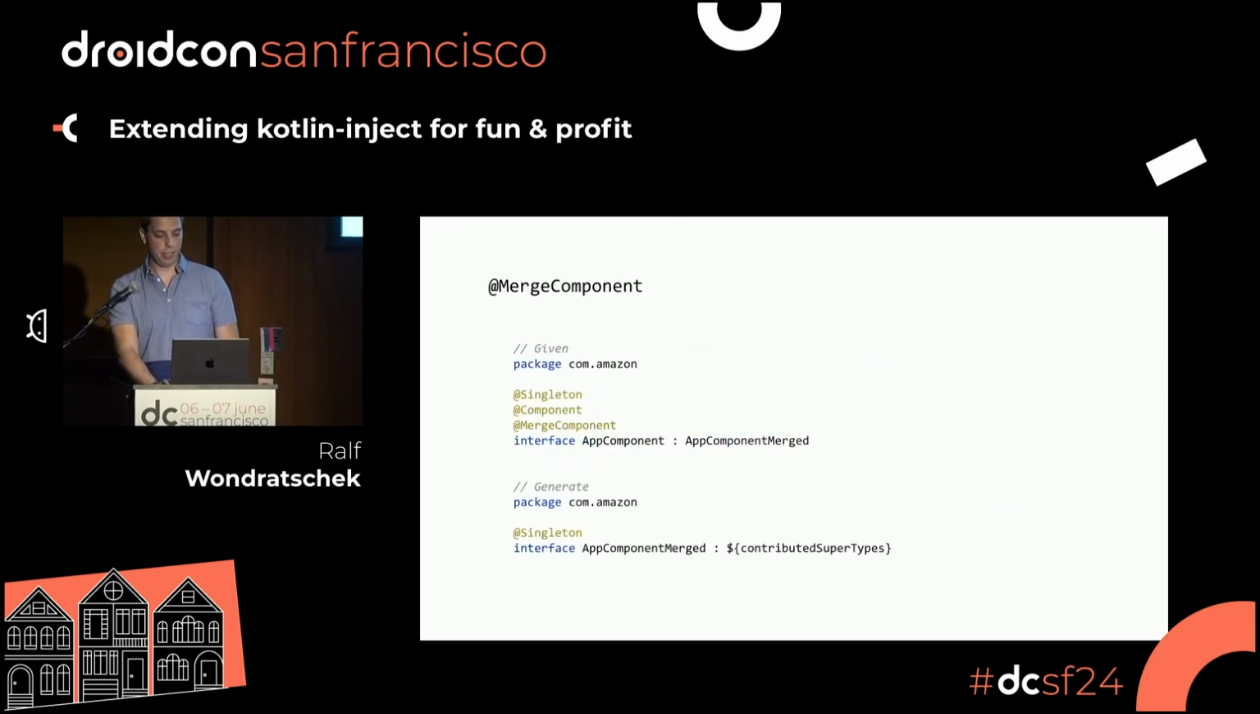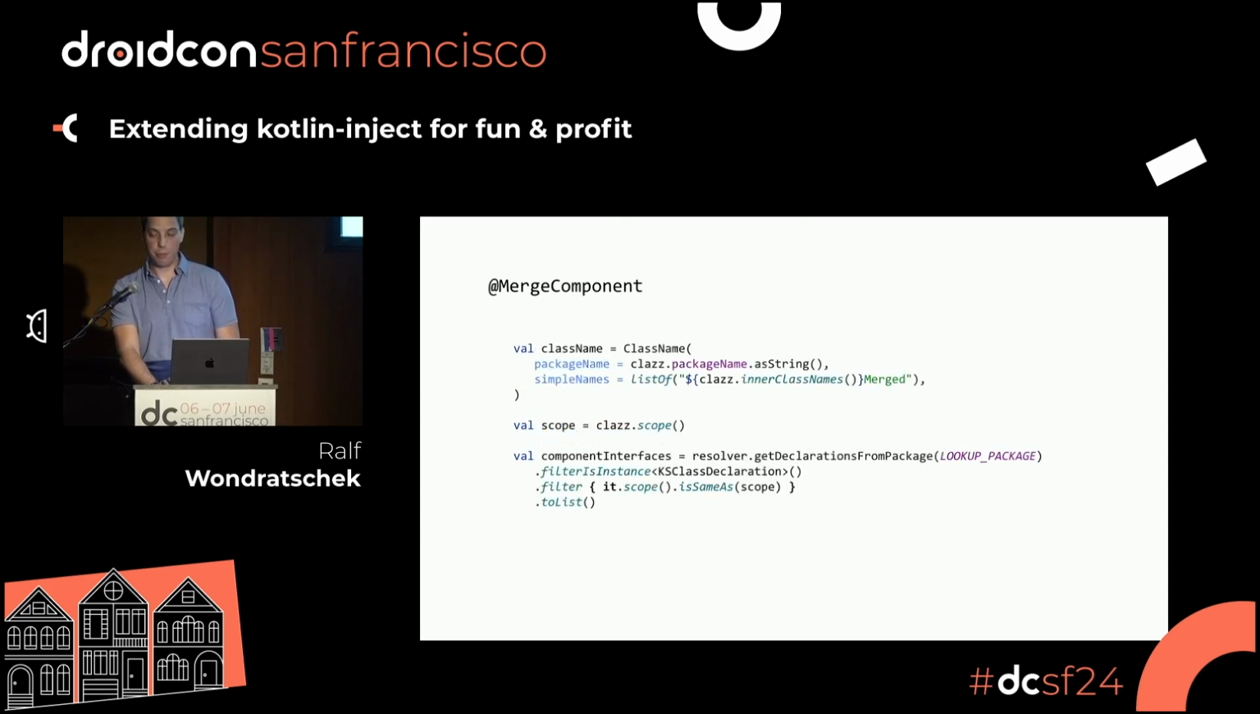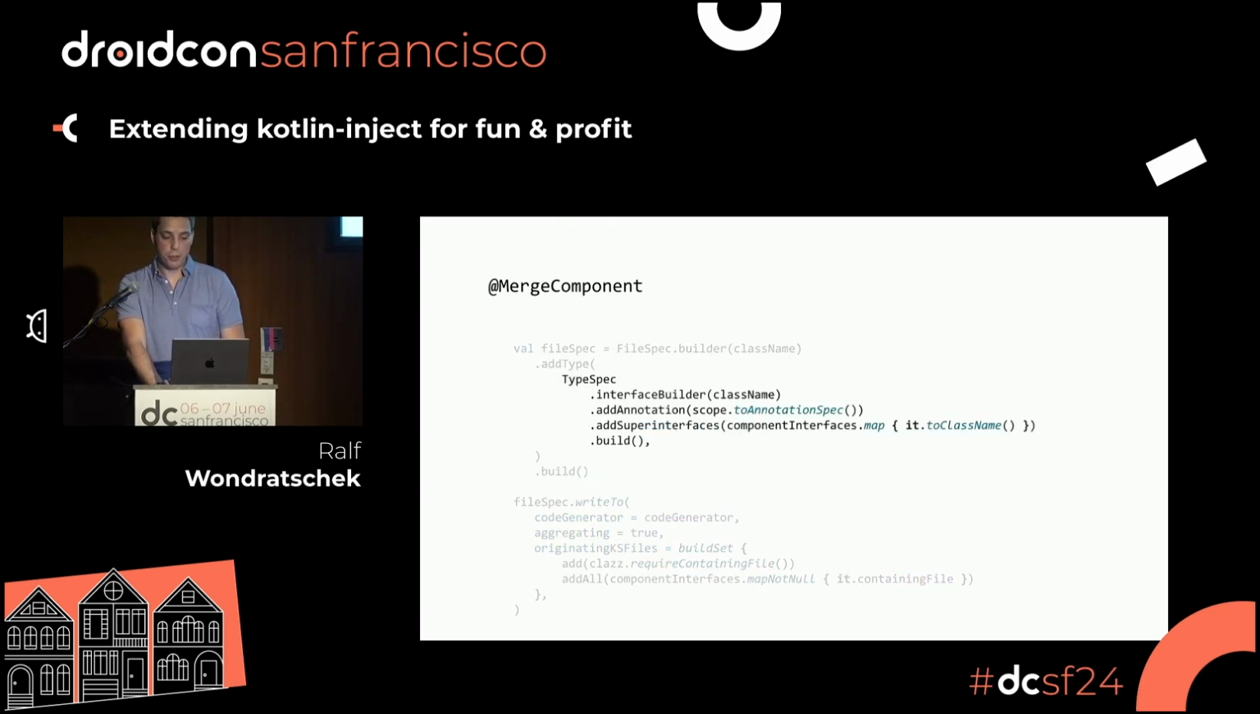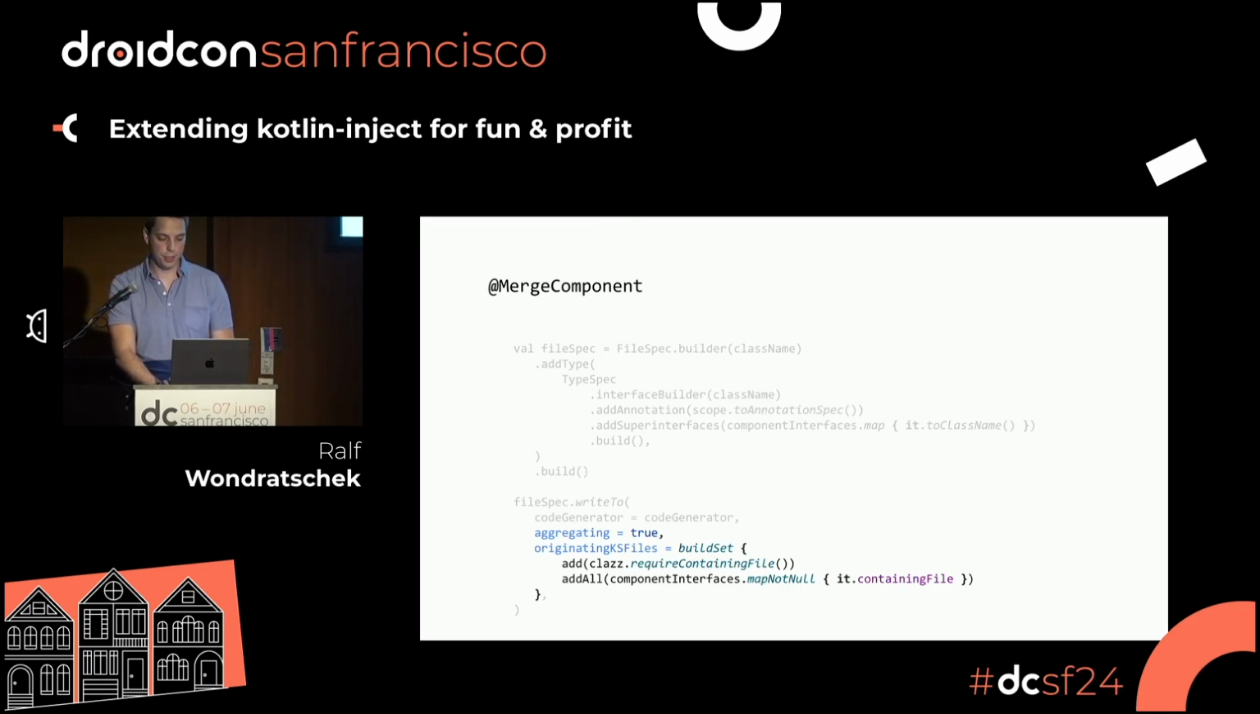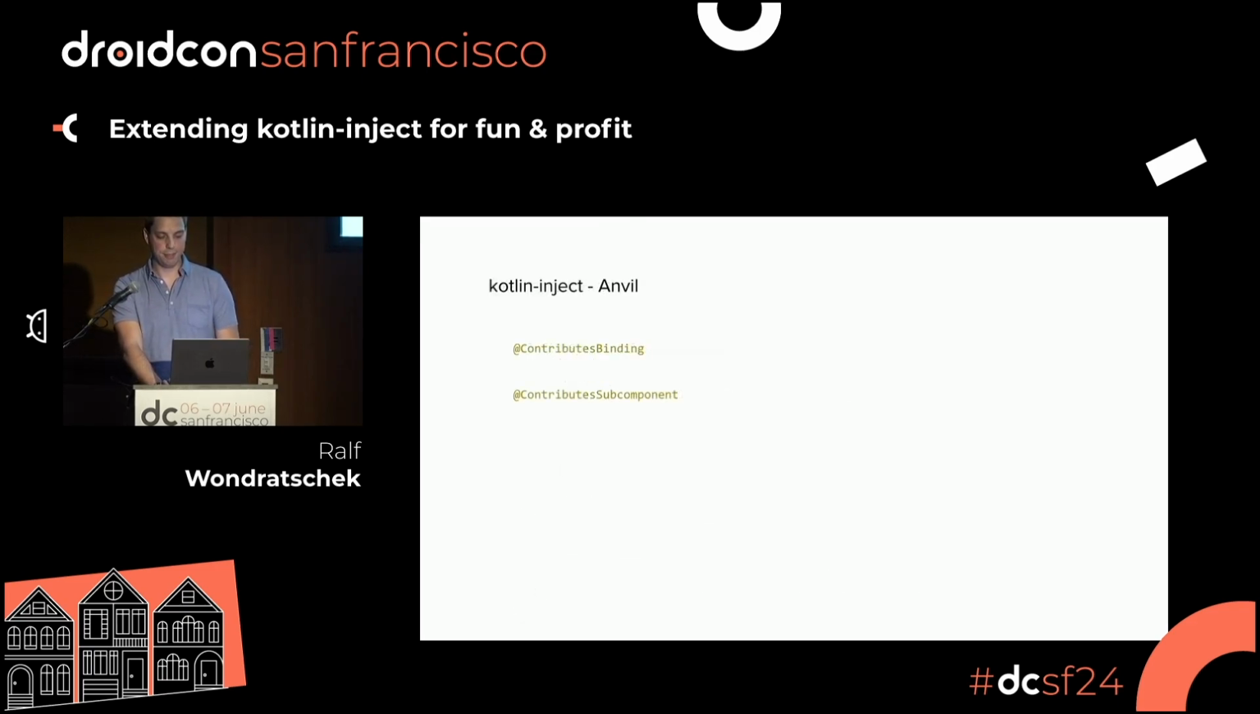The merge component, I'll go quickly through this, but it's very similar to the example with contributes to. All we have to do is wait for when we see the merge component annotation, then we find all the contributions, we check that they have the right scope for what we expect, and then we create a new interface using Kotlin poet, write the source file, again make the connections for incremental compilation, and that's pretty much it. Then that's all we really needed to do.